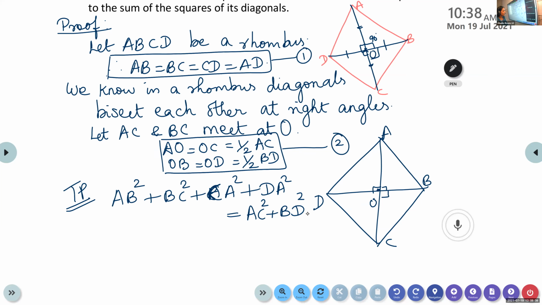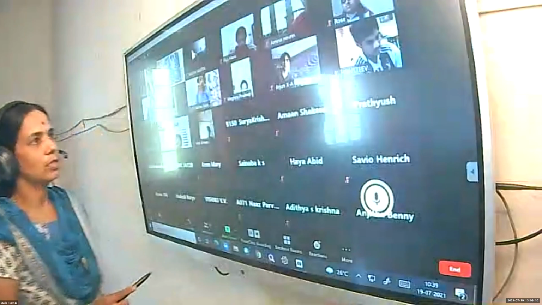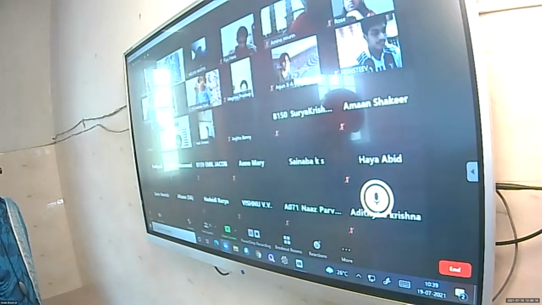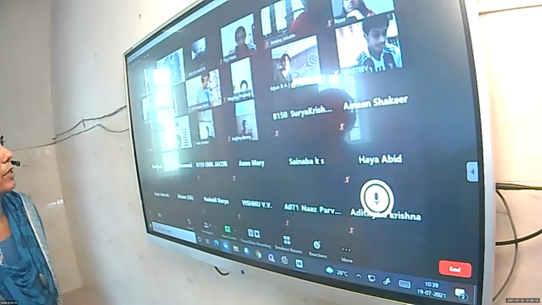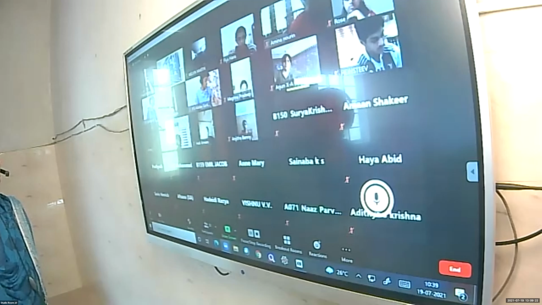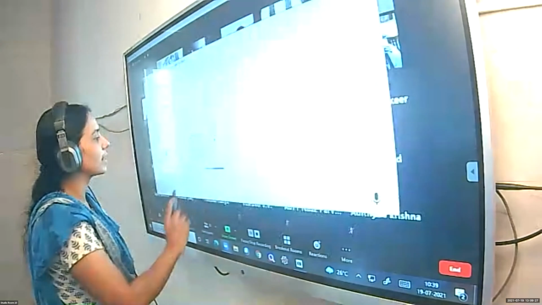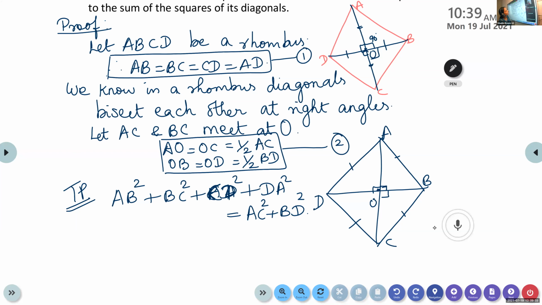For proving this, we are going to use Pythagoras theorem. Pythagoras theorem can be used for which type of triangle, Arjun? Yes, right angle triangle. So you select one right angle triangle. Look at this figure. How many right triangles are here? Four right triangles. You can select any one of the right triangles.